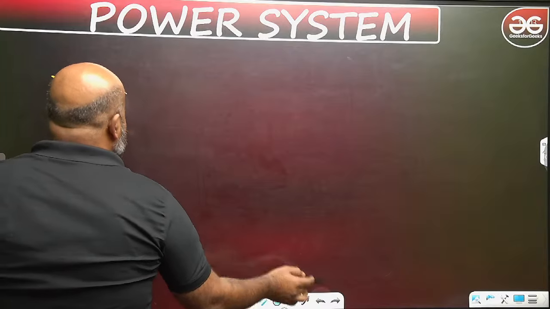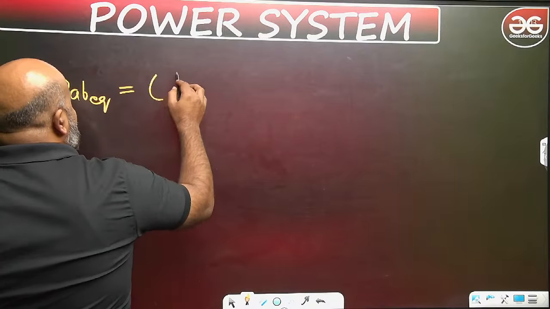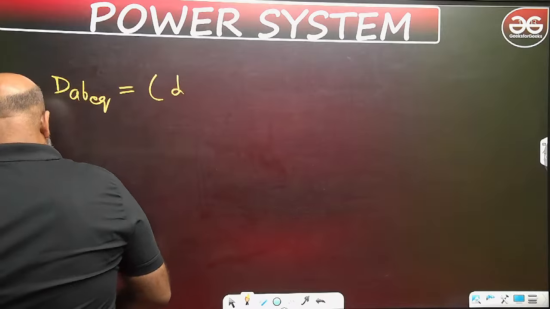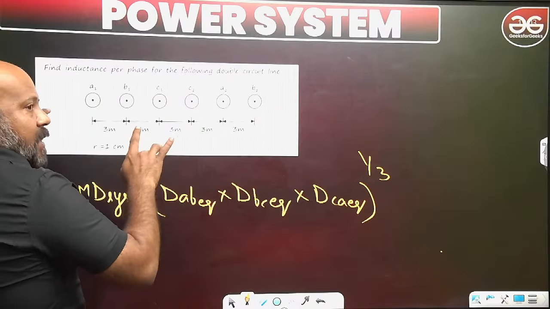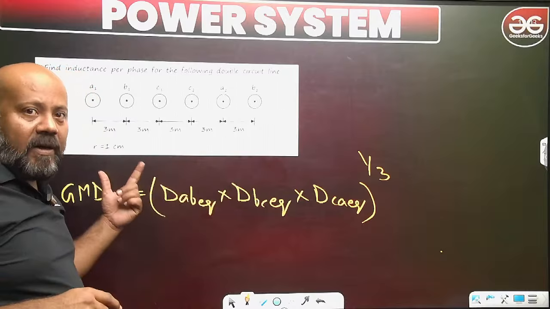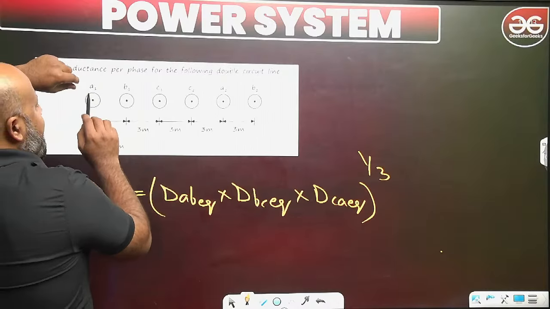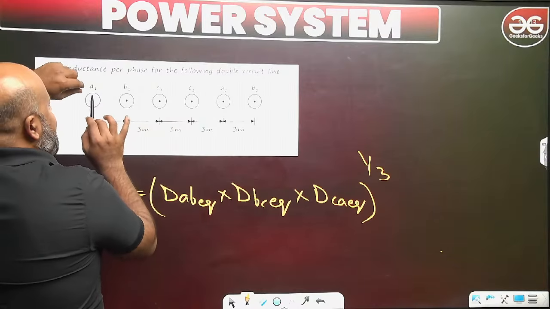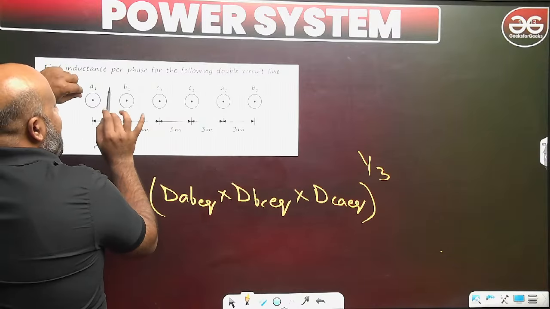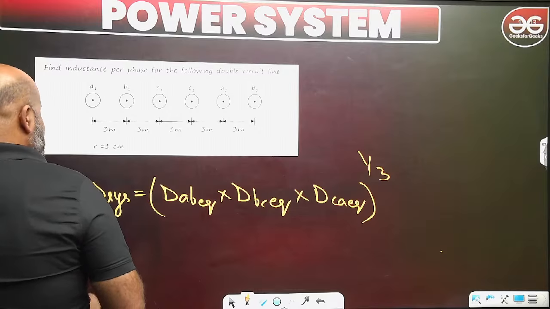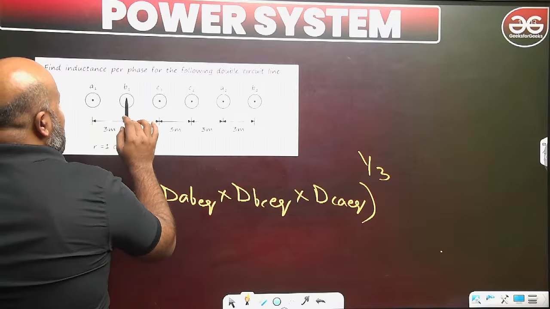How are you writing? Again remember, the distance between... see, now I am doing it directly. I have already written the formula. Now I am doing it directly. You can correlate. I am writing DAB equivalent. So I am writing the distance between A1, B1, A1, B2, A2, B1, A2, B2. Are you getting this? So the distance between A1, B1 is 3.